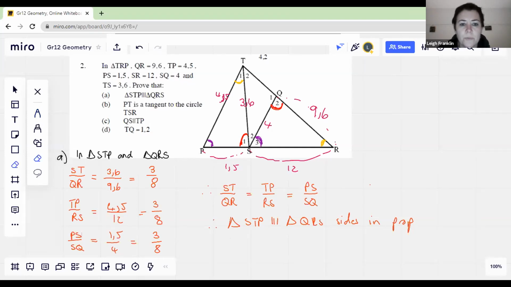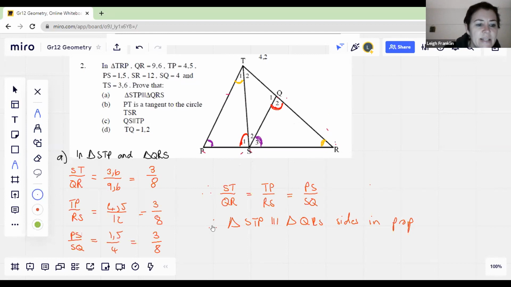Now what they want us to do, matric, I'm just going to take the lengths of the sides off now because we've finished working with those. And I'm going to leave the angles that are equal to one another on there. Now they want us to prove that PT is a tangent to the circle TSR. So this is our grade 11 work coming through. Can you see now how when you get to matric, the grade 11 and the grade 12 stuff is now firmly intertwined?